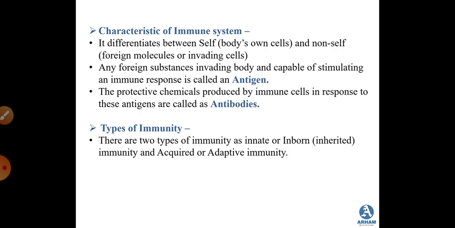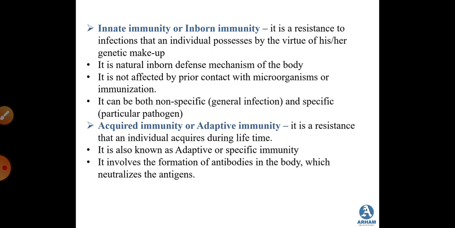Now let us study the types of immunity. There are two main types of immunity. The first one is innate immunity and the second one is acquired immunity. Innate immunity is the inborn immunity that is inherited by us. And acquired immunity is the adaptive immunity that a human being or any living organism acquires during a lifetime. We'll understand this in detail in the next slide. So let us study innate and acquired immunity in detail.